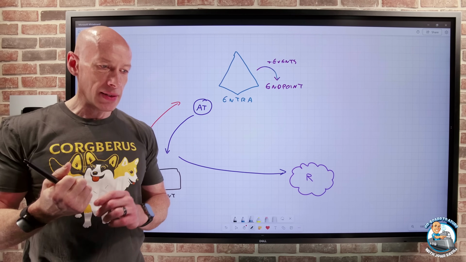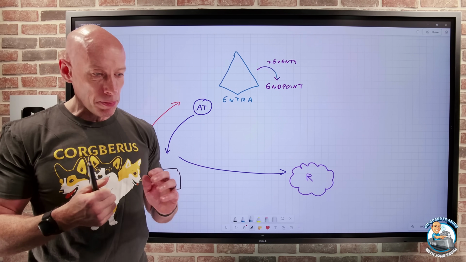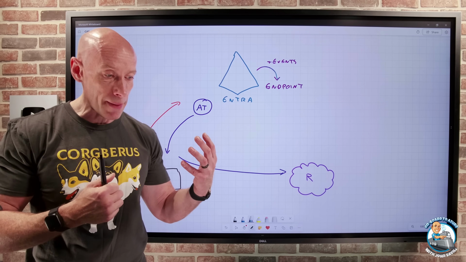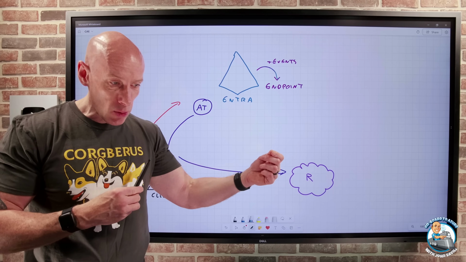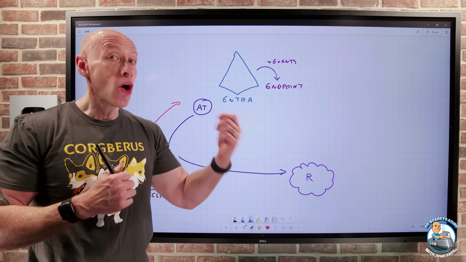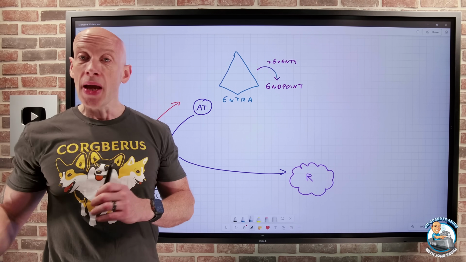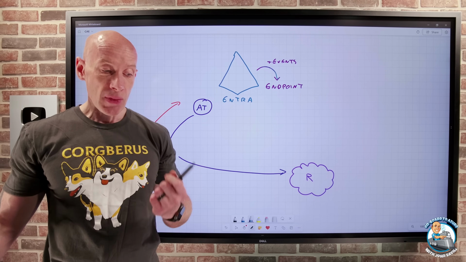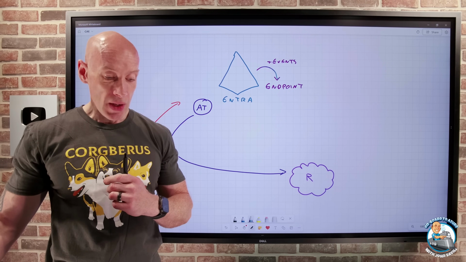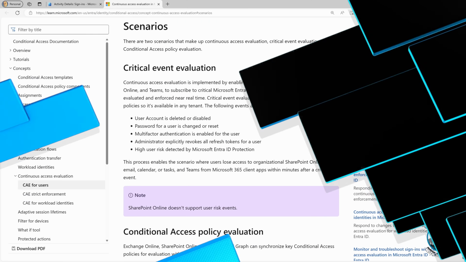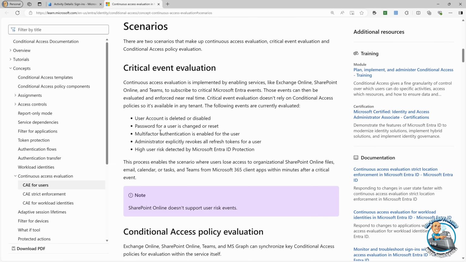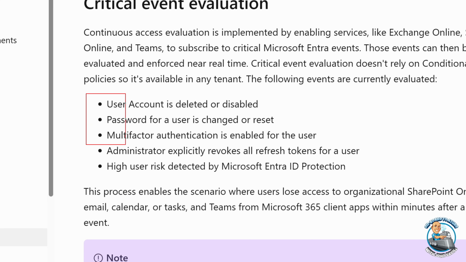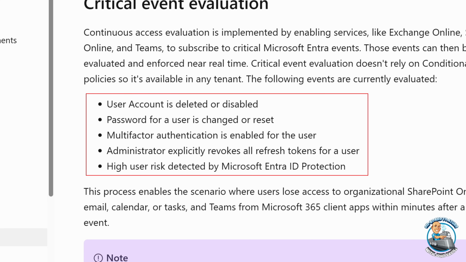The user has been deleted, the user has been disabled, the password for the user has been changed or reset. MFA has been enabled for the user. I explicitly revoke the tokens for the user. Or maybe high risk has been detected via Entra ID Protection. And we can look at the documentation, which goes through exactly what those things are. So any of these are considered critical events. And in this scenario, these would now be made available via that endpoint.